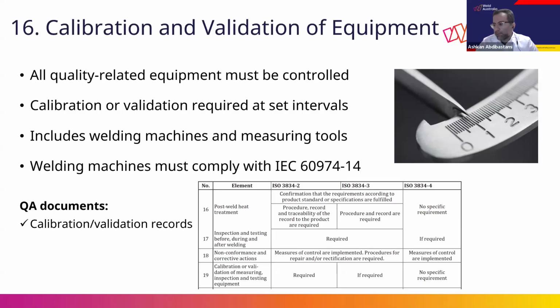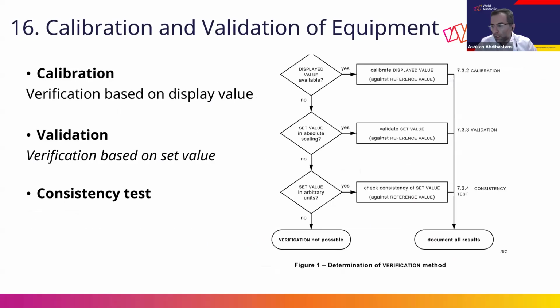Yeah. So calibration or validation includes welding machines and measuring tools. Welding machines, as I said, need to comply with the IEC standard. And for part 3, it was if required, but for part 2, it was mandatory. Calibration involves verifying the equipment reading against the display value, for example, for welding machines. Validation checks the performance against the set value. So there is a difference between these two terms.